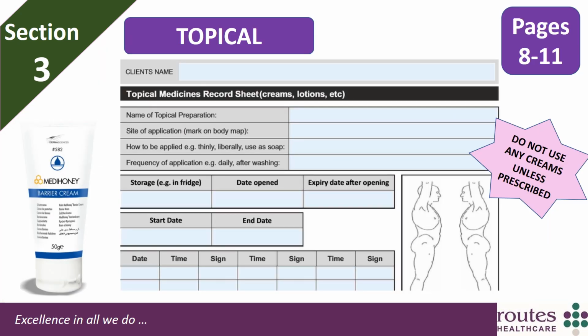On page 8, you will see section 3, which will be our topical medicines record sheet. This used to be separate, but it is now included, which will make our lives a lot easier. Again, it's very straightforward. We've got the name at the top, the name of the topical preparation. As you can see, I do have some Medihoney right next to me. I'm going to just type that in, the site of application. Now, as a for instance, our gentleman has a pressure sore on his sacrum.